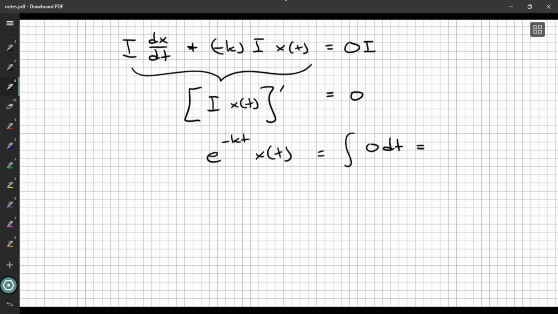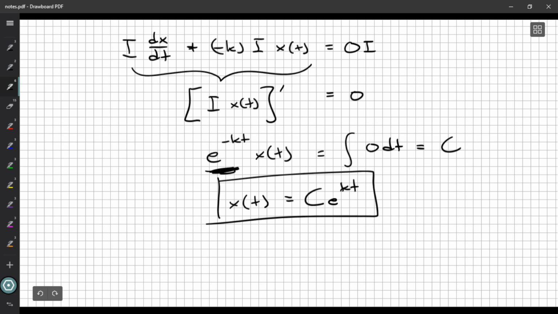Now, the antiderivatives of 0, well, only the constant functions have a derivative of 0, so there's some c out there that should make this work. And if we multiply both sides by e to the kt, or divide both sides by e to the minus kt, same result either way, we will get an expression for our function. But we don't know what k is, and we don't know what c is. Okay, these are things we have to work out.